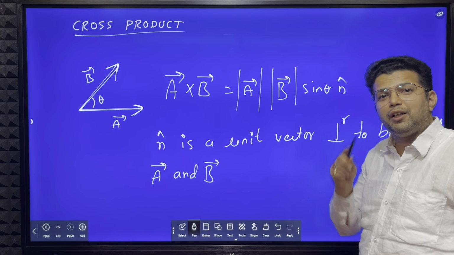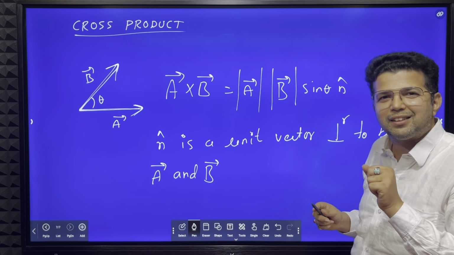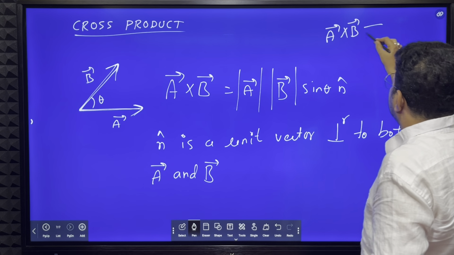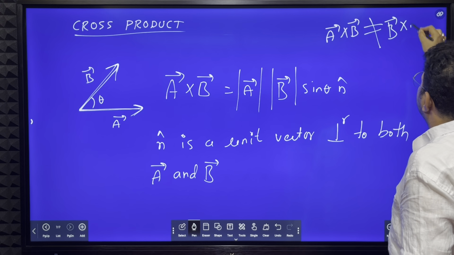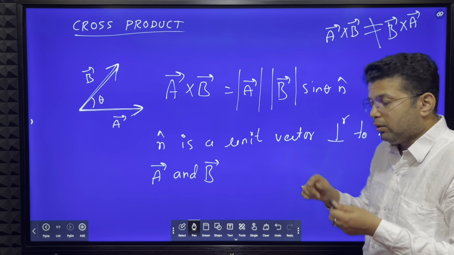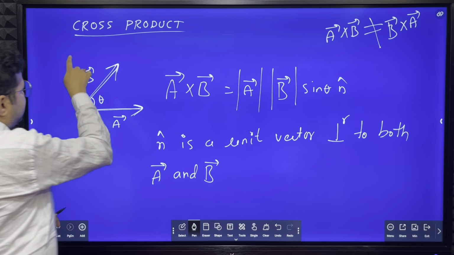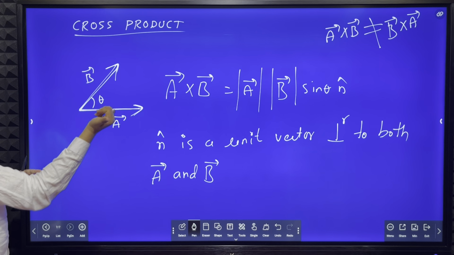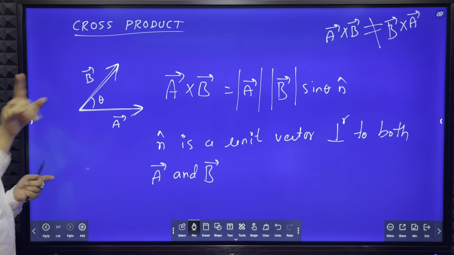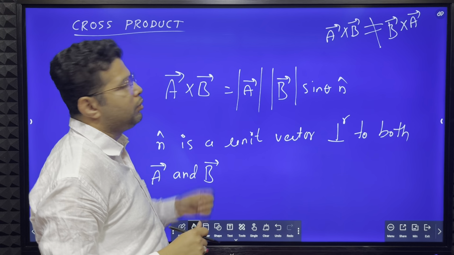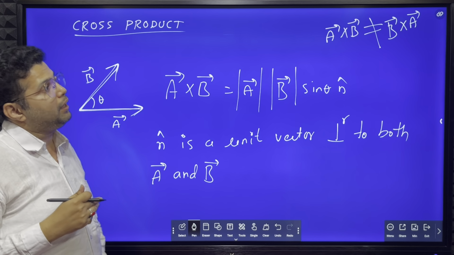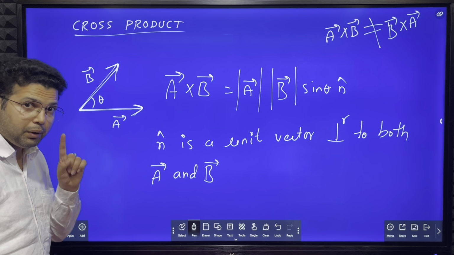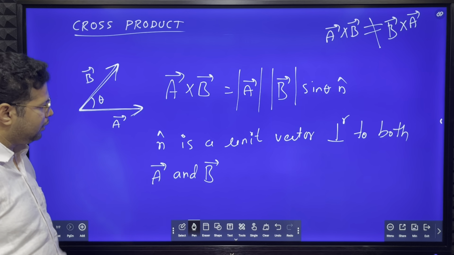In scalar product we have studied A dot B equals B dot A because all the answers are scalars. Here A cross B is not equal to B cross A. Why? If this is A and this is B, the direction of A cross B is towards you. The direction of B cross A is away from you. So A cross B is not equal to B cross A. The angle between A cross B and B cross A is 180 degrees. Remember and note it down.